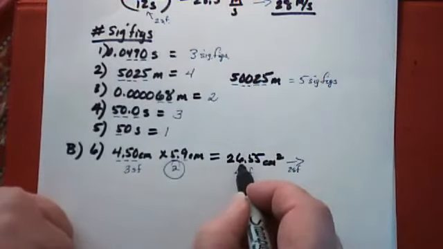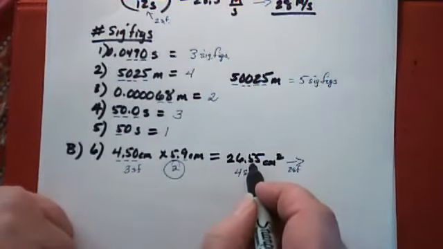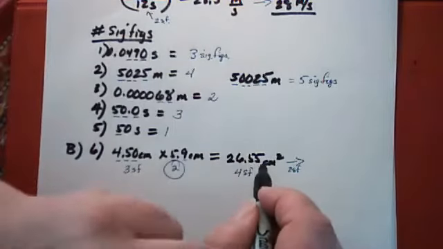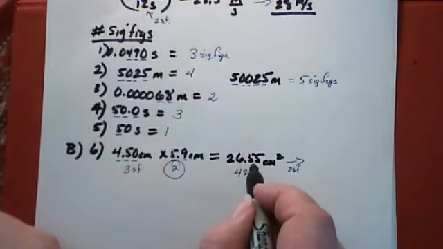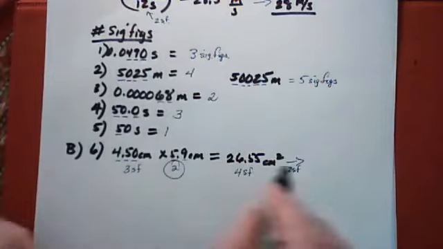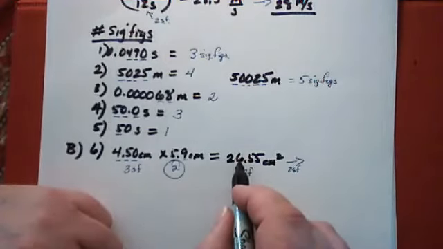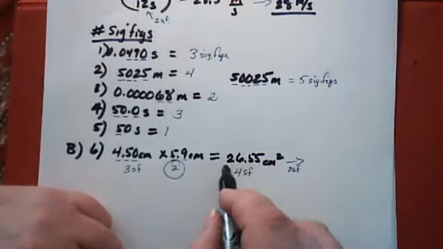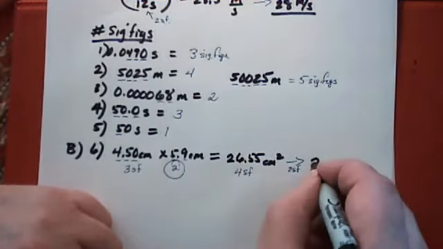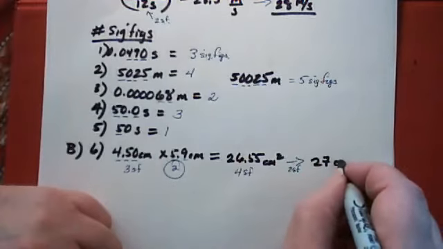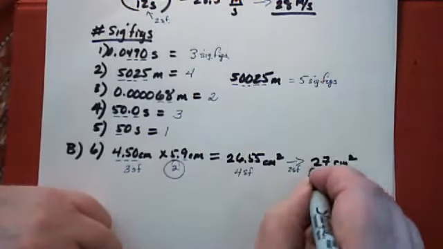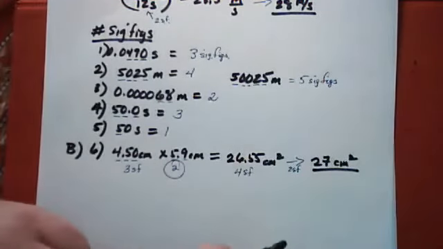That means the first 2 digits can stay, but everything after that has to go. Notice in this case that the first number we're dropping is a 5. The rule is that if the first number you're dropping is 5 or greater, then the last number you're keeping has to go up by 1. So 26.55 rounds off to 27 square centimeters. And that would be the proper answer.